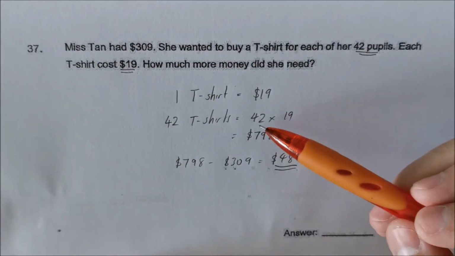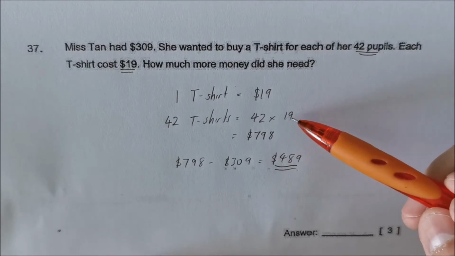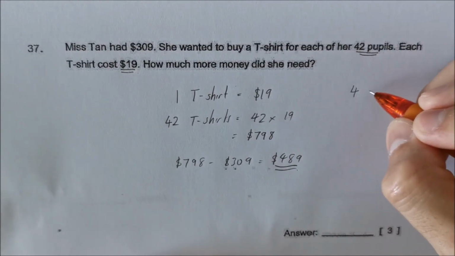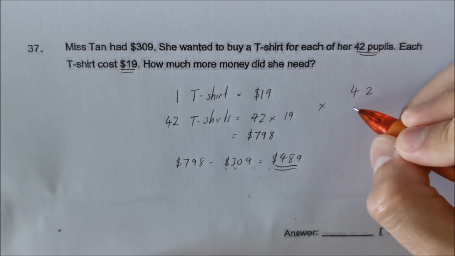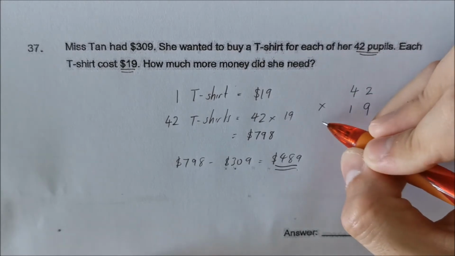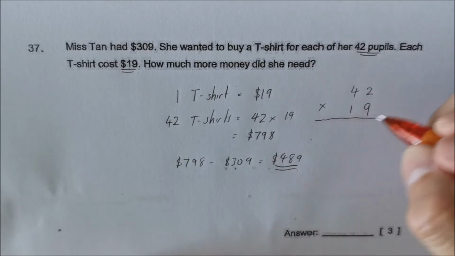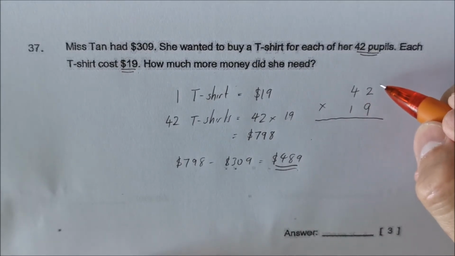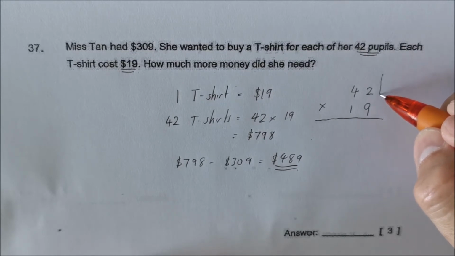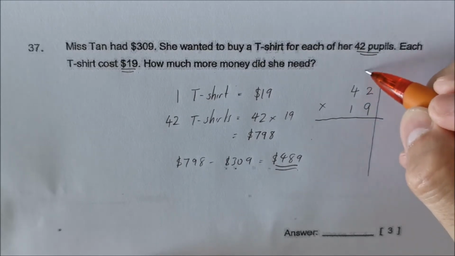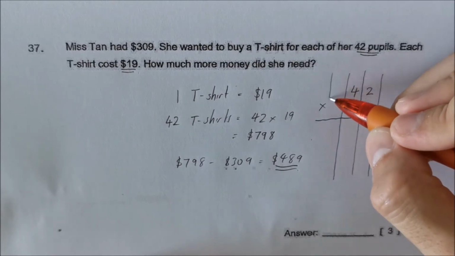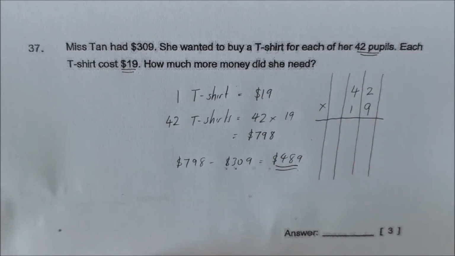to multiply the 2-digit numbers together. So I'll just show you how it's supposed to be done. 42 times 19. One trick is that I tend to write the numbers further apart. For those who are a bit weaker, I suggest you group the numbers into columns, so you can see the ones, tens, and the hundreds place clearly.